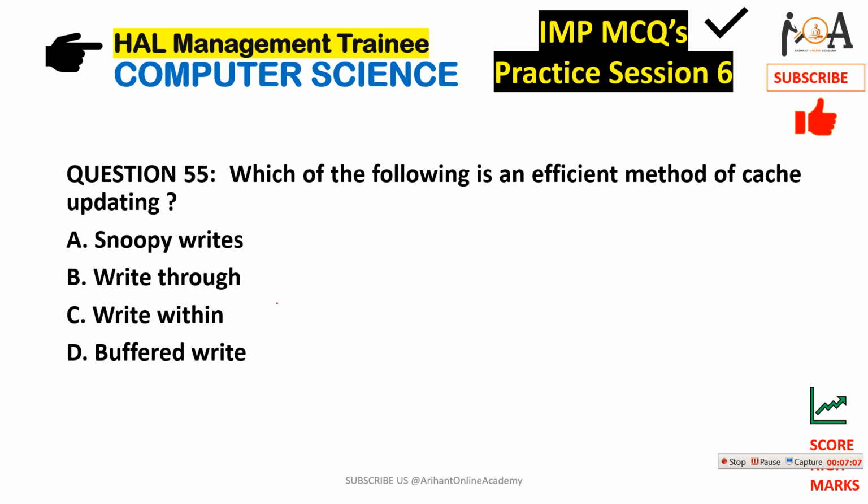Next question is, which of the following is an efficient method of cache updating? For cache updating, write-back is the answer. A basic concept of computer architecture under the cache memory section: write-back is the efficient method of cache updating.